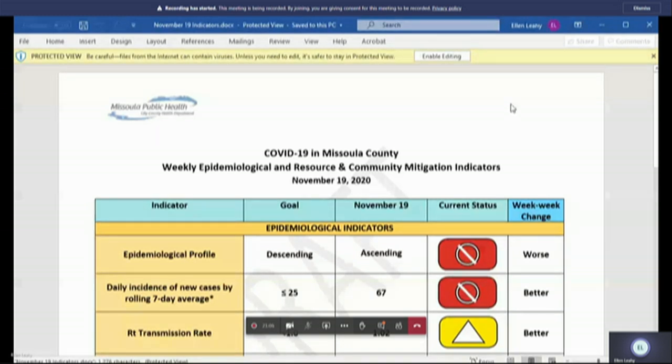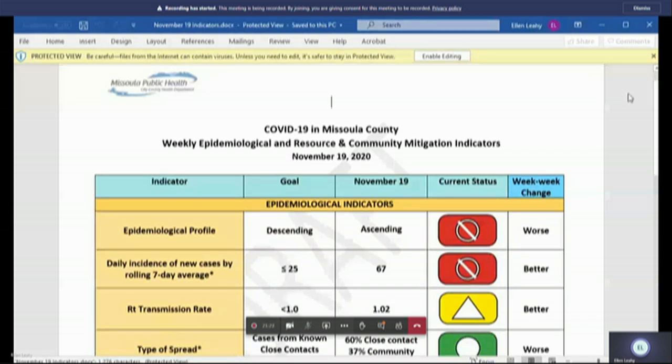I have made some changes, as I said I would, as things change in our system, both our epidemiological data system on the ground, and also we have a major change in our case investigation contact tracing system, which are affecting our indicators. So 3 types of indicators: the epidemiological, the resource availability, and indicators that suggest how we are doing as a community with mitigation efforts.